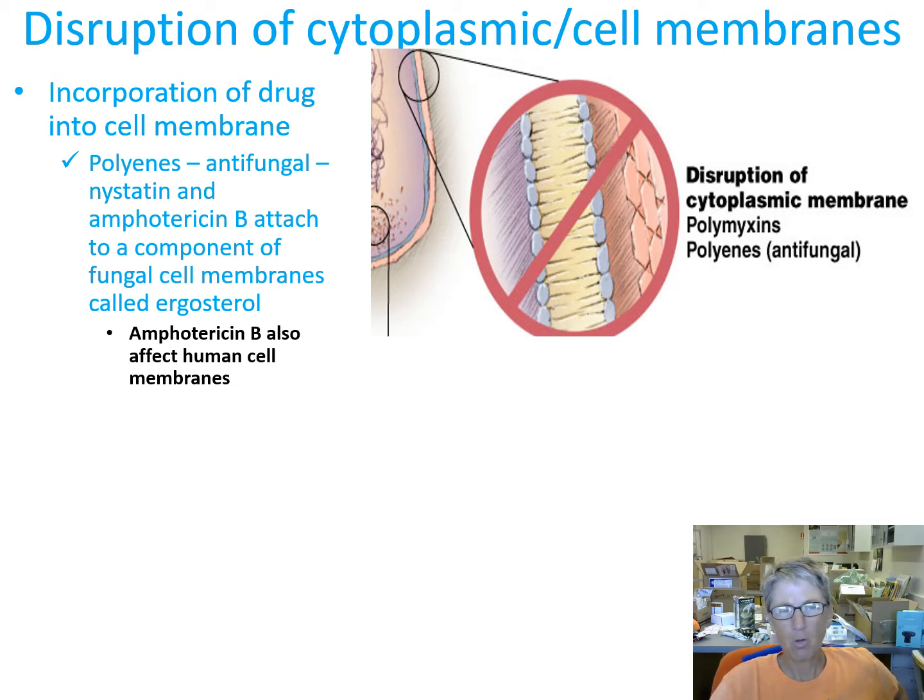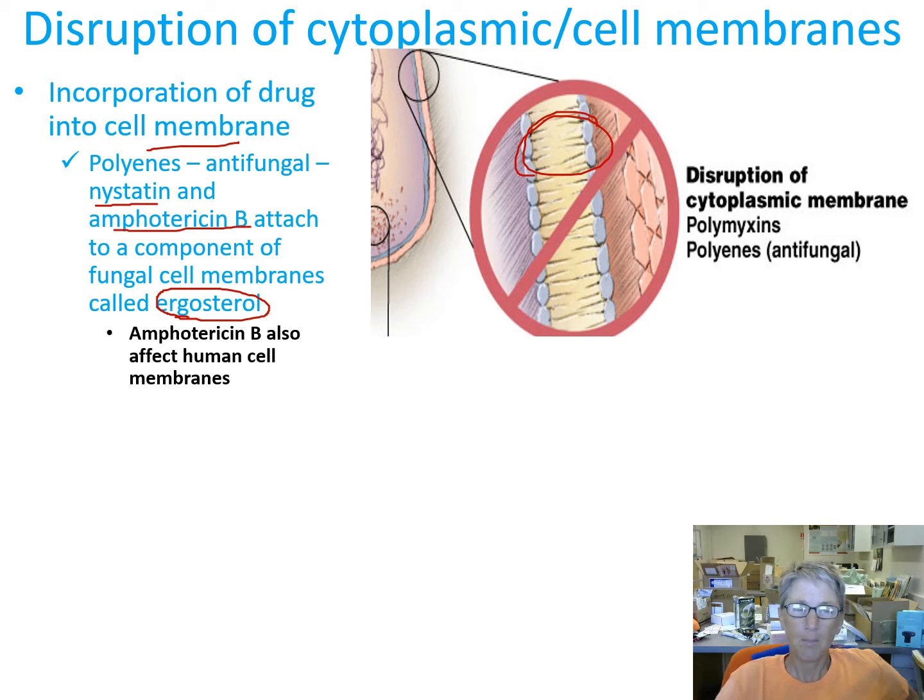So what you do is, your drug that you're trying to use to disrupt the cytoplasmic or cell membrane, you incorporate that drug into the cell membrane. So where in the phospholipid bilayer you can put your drugs. For example, polyenes, those are antifungal drugs. Specifically, the drugs are nystatin and amphotericin B, attached to a component of fungal cell membranes called ergosterol.